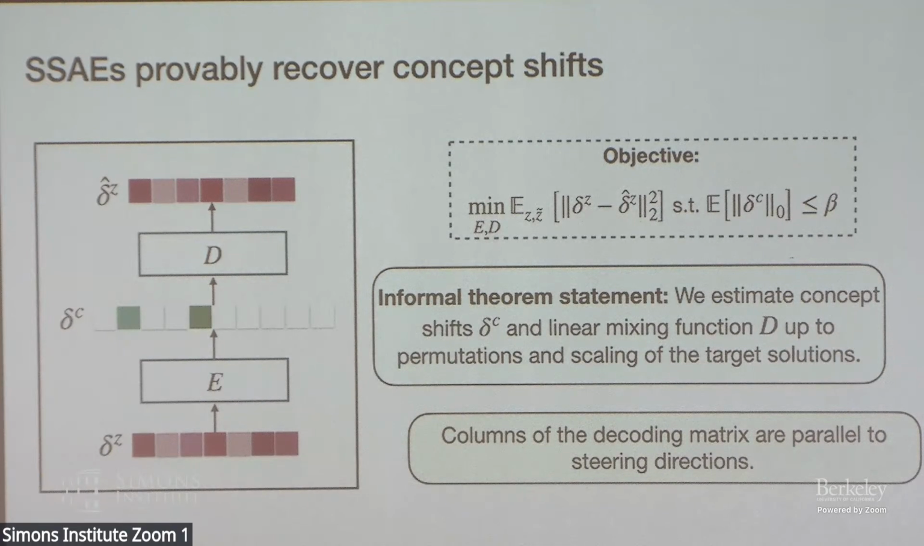Okay, and what beta is exactly correct is a little bit special, and I can tell you more about this after the talk during the break. But the idea is that there's some kind of sparsity regularization that we perform. And because of the sufficient variability that I mentioned and the fact that now we limit ourselves to the concepts that actually vary, we can estimate the concept shifts delta C and the linear mixing function D up to that permutation and scaling indeterminacy that I wanted.